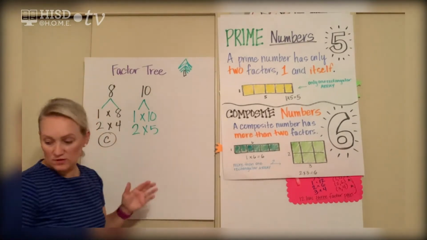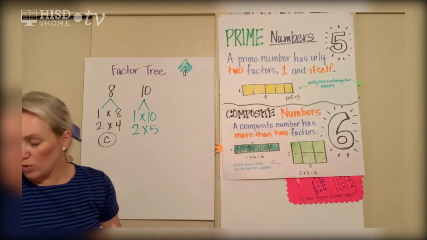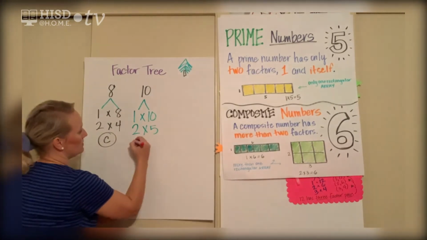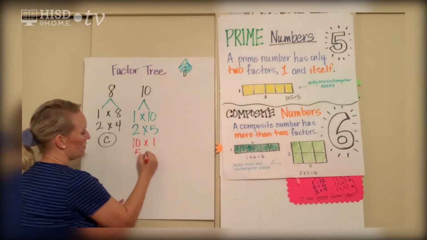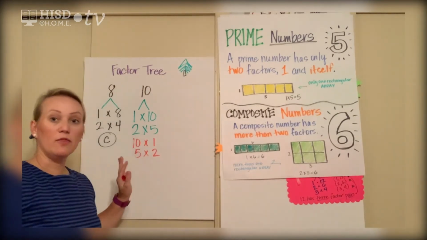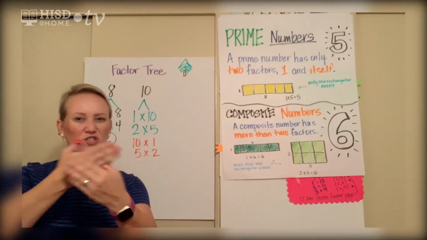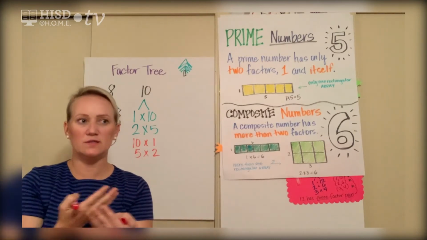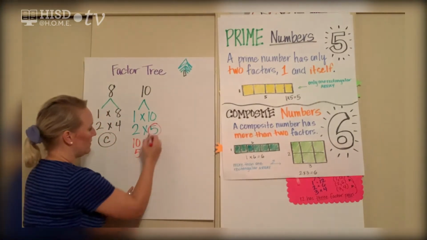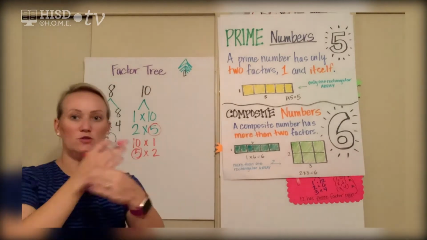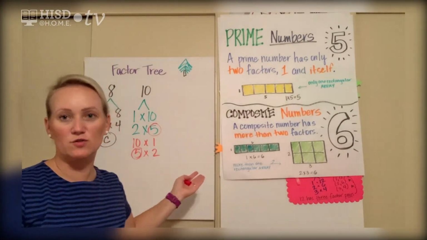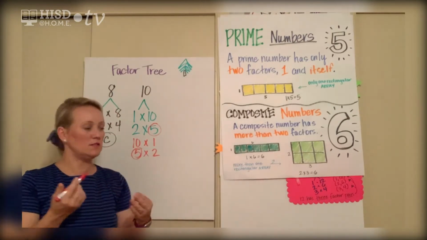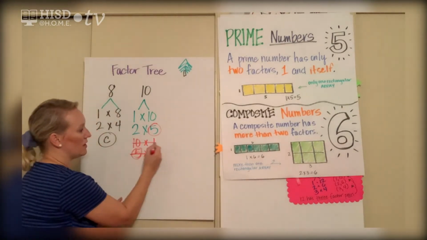Now, some of you might be asking, well, what about the other way around? What about 10 times 1 and 5 times 2? Yeah, those are also factors, but there's no difference because you already have the 5 here. So there's no need to do it the other way with the fact family because it's the same factor. So you really don't need to duplicate those.